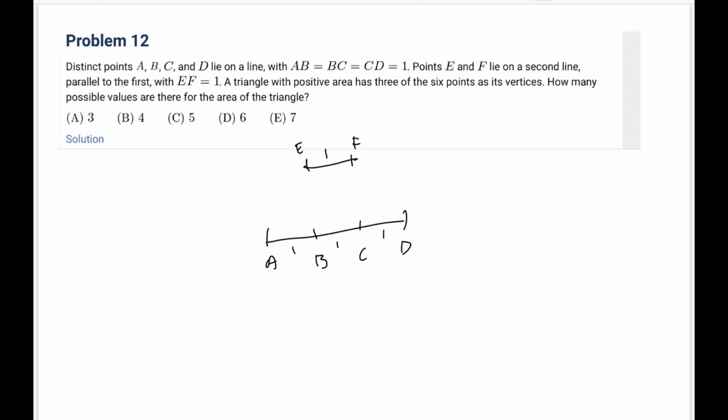How many possible values are there for the area of the triangle? Okay, so the height will always be the same. So what's different would be the length of the base, right? So it could be base 1 or base 2, or it could be base 3, and that's all the different areas that this triangle can provide. So there are 3. The answer is A.